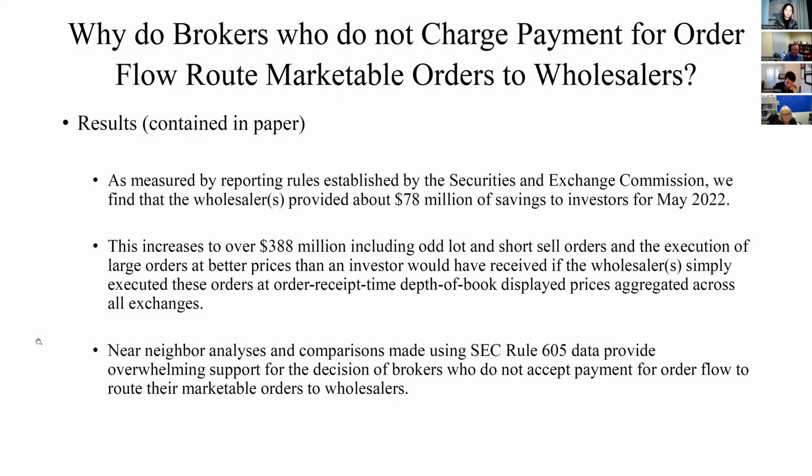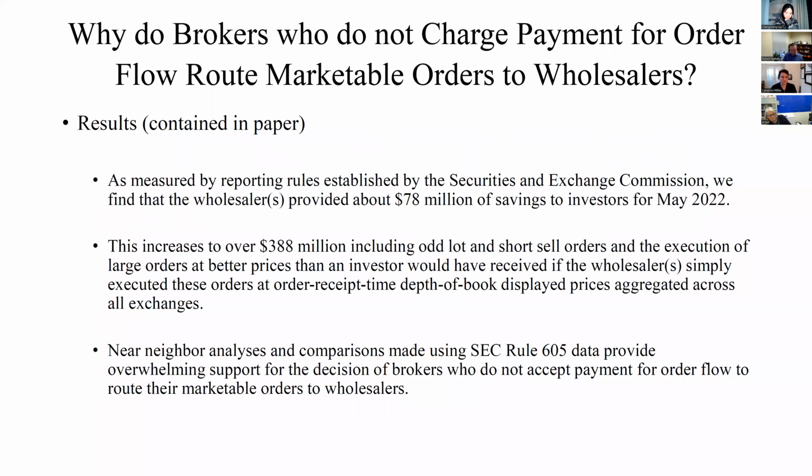So now we'll move in to the other paper, but I just want to summarize what we show in our paper. And again, Andre and his co-authors do this on a much bigger basis with regard to the 605 stuff, right? And they seek to answer a different question than we do in our paper. We wanted to know, why do brokers who do not accept order payments route to wholesalers? And so that's kind of the motivation for our paper.